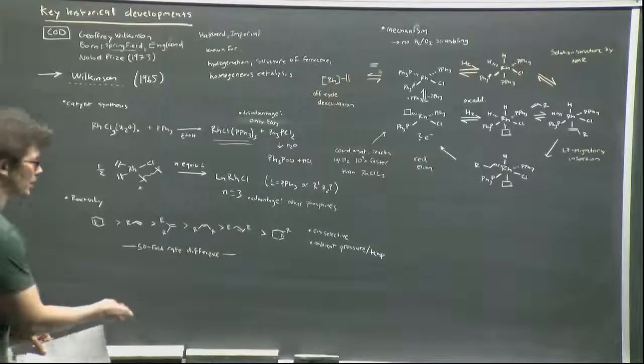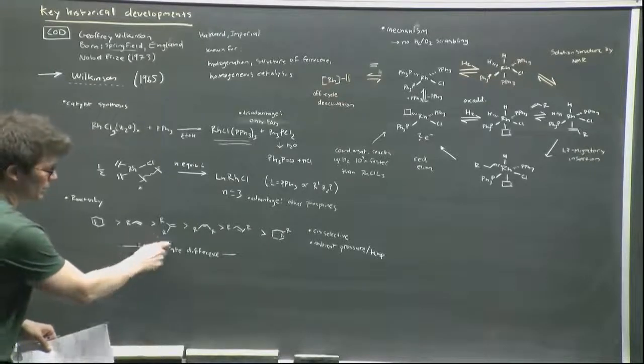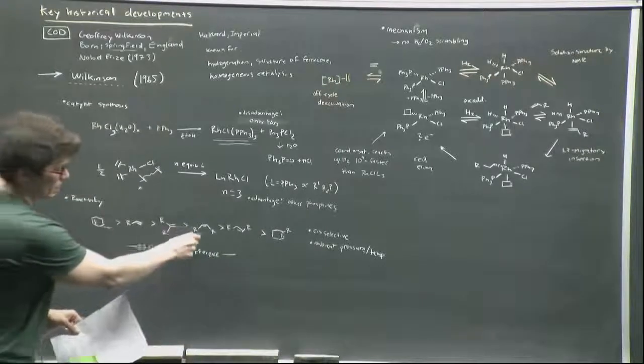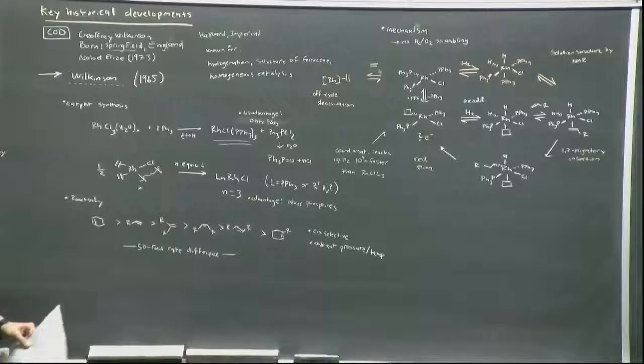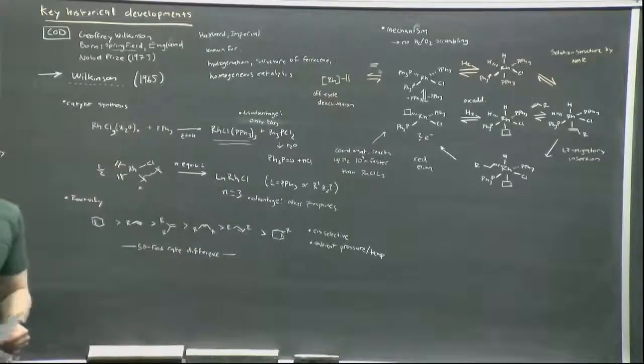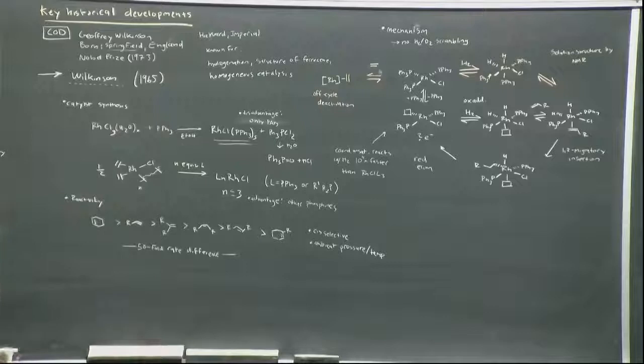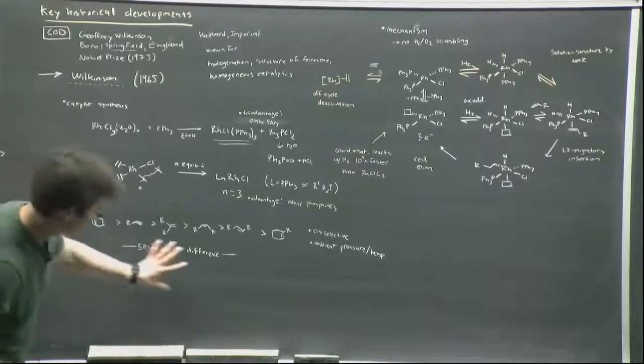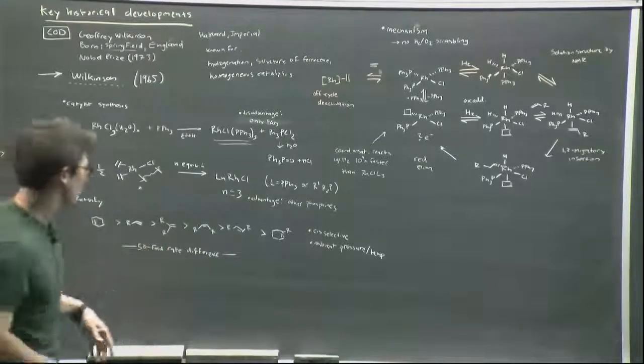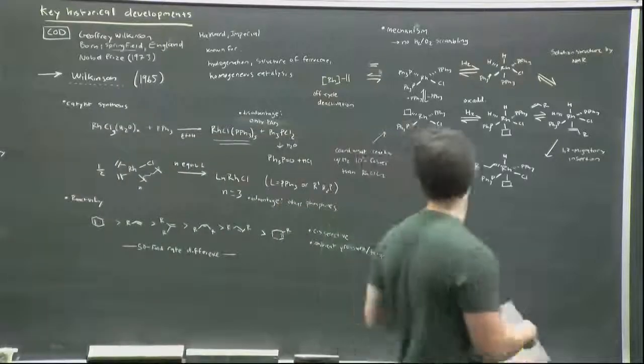So one of the key points here is that in general, terminal is more reactive than internal. Z internal is more reactive than E internal. And then as you get more substituted, the reaction rates go down. When you start thinking about trisubstituted or tetrasubstituted alkenes, these are classically thought to be alkenes that don't work that well in the Wilkinson chemistry. Across this series of compounds I've shown here, there's about a 50-fold rate difference.